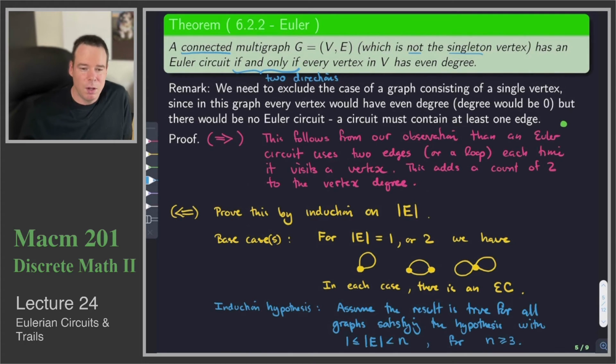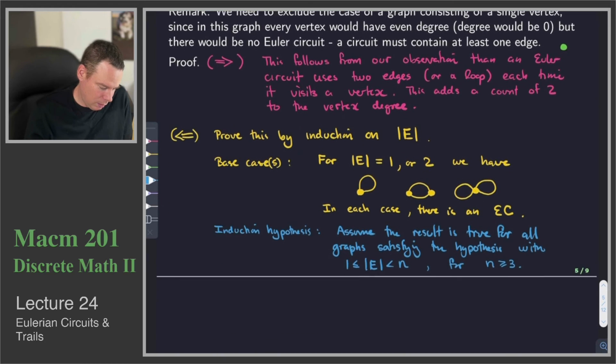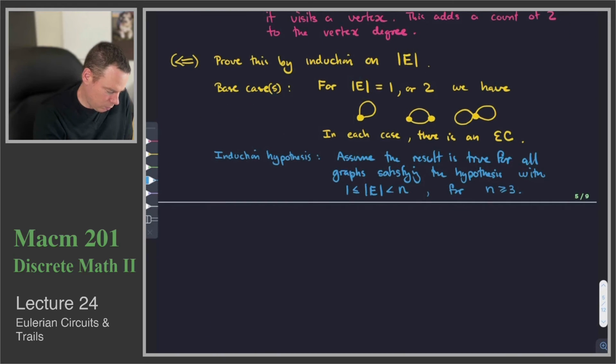Assume it's true for all graphs with less than n edges, where n is some number greater than or equal to 3. And so then we're going to prove it's true for graphs with n edges. So now it's going to take us to our inductive step.